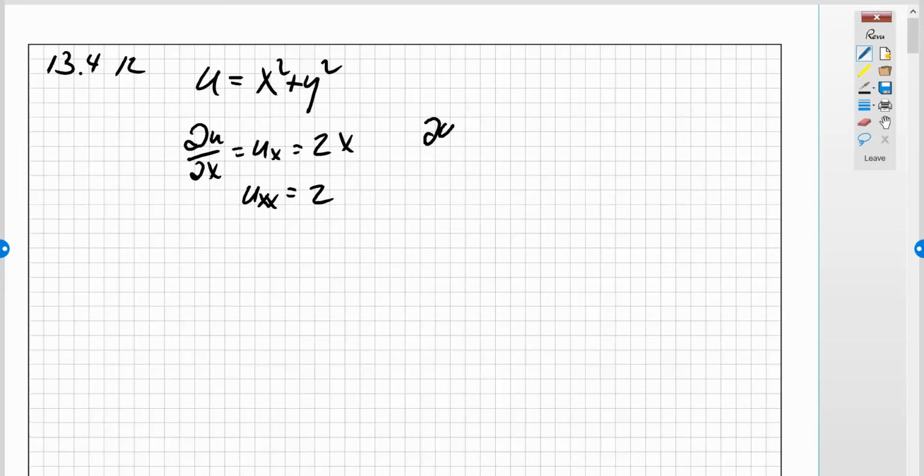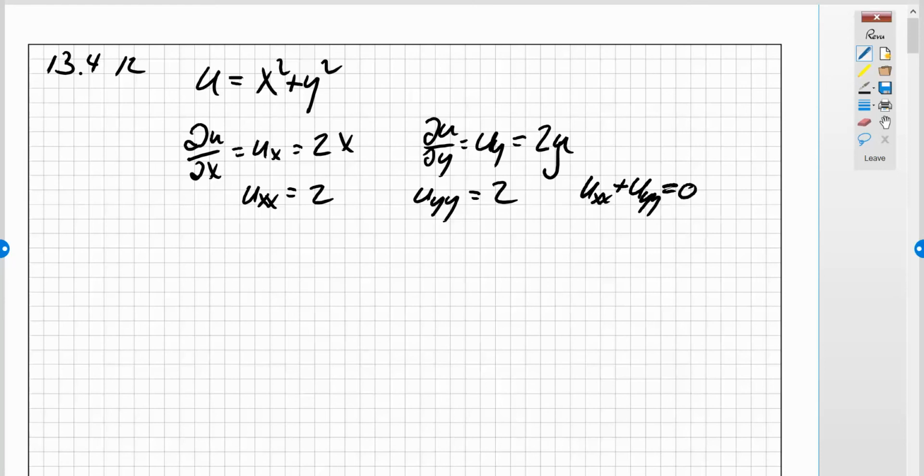And the partial of u with respect to y, we're going to call uy, is equal to 2y, and then uyy is equal to 2, and then the partial uxx plus uyy, both second partials, does not add to 0. So this thing is not harmonic, because we want uxx plus uyy equal to 0. That's false in this case, so this problem is not harmonic, and we continue on.